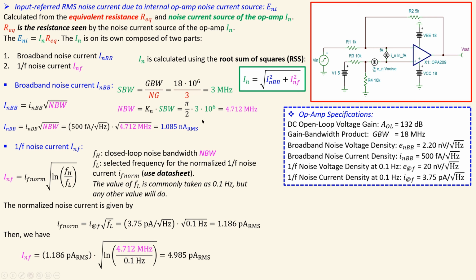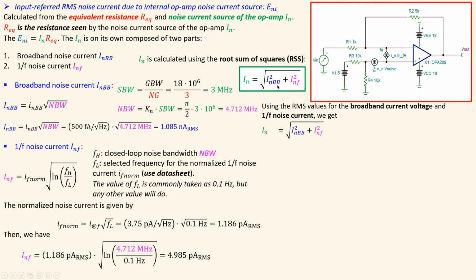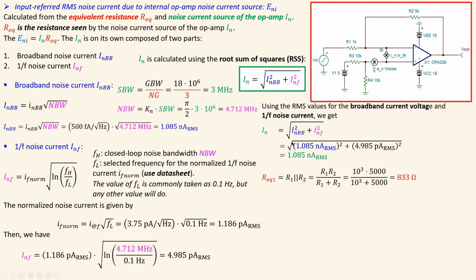What you can see is the broadband noise current contribution is much larger than the 1/f noise current contribution, because it is in nanoamps while this is in picoamps. If you convert this to picoamps, that will be 1085 picoamps RMS, which is much larger than that one. If you now use the RMS values of the broadband noise current and also the 1/f noise current together, using this formula, you will have this value, which is exactly the same as the broadband noise current. That means the dominating part is the broadband noise current part.